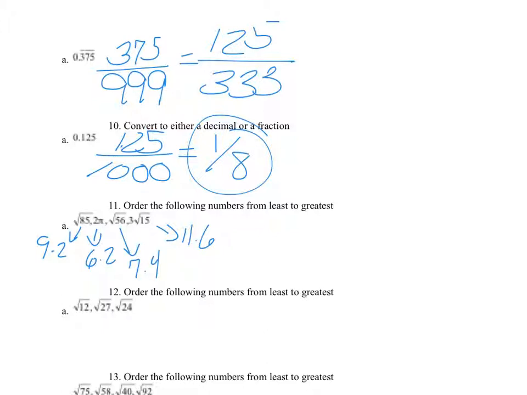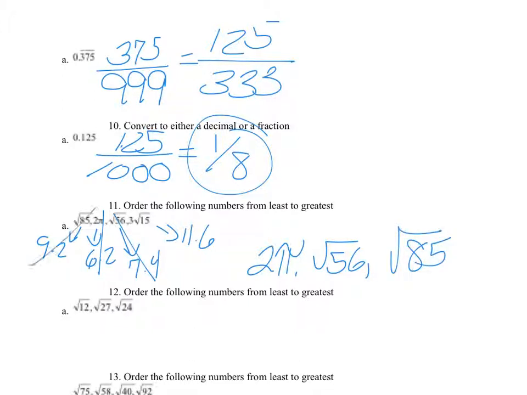So now that I have my decimals, it should be fairly easy to put them in order from least to greatest. Make sure you write them back in the original format. So 2 pi goes first, and then the square root of 56, and then the square root of 85, and then 3 root 15 at the end. Go ahead, try the other 4 for me. I'm going to ask your teacher to pause the video one more time to give you a chance to finish those last 4 problems.